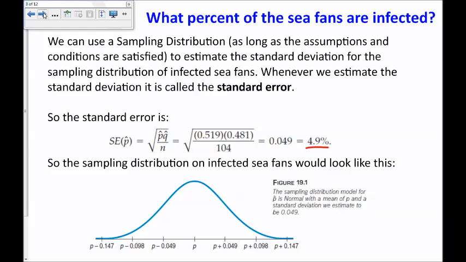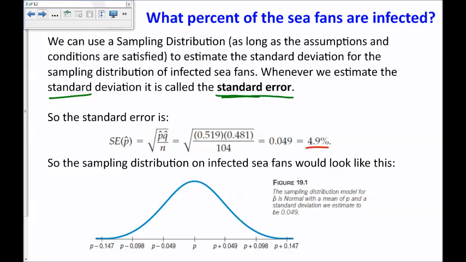Now if those are satisfied, we can use a sampling distribution. Specifically, we can use the standard deviation from the sampling distribution and estimate the standard deviation for the population. Whenever we estimate the standard deviation, it's called the standard error. It's the same idea, but we have a different name for it because it's not the true standard deviation. So we call it the standard error, even though it isn't an error.